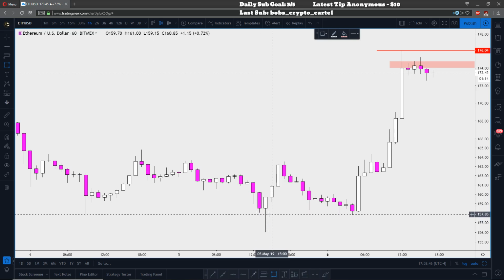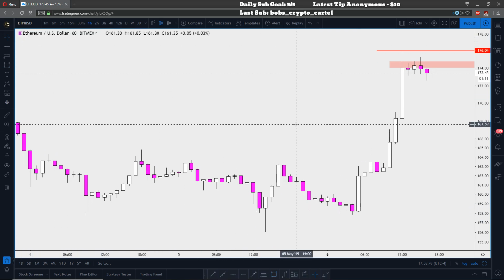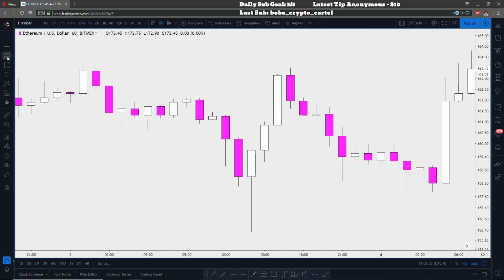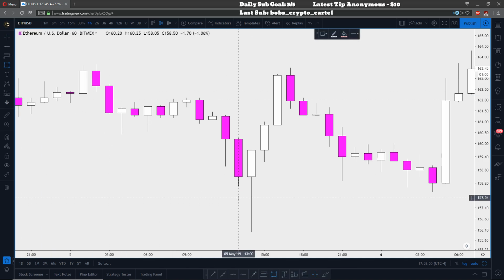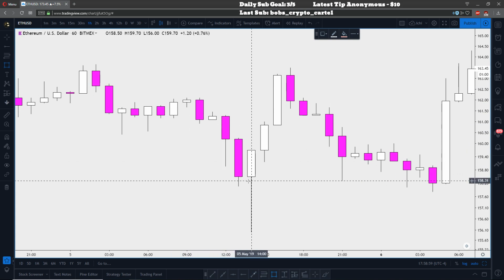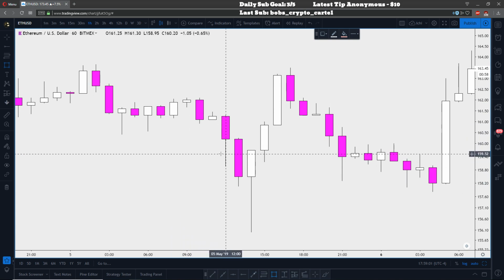So right here, what do we see? Let me zoom in a little bit. So right here, what do we see? We see that there was an attempt to push lower. Price is going lower here. You're trying to make new lows.